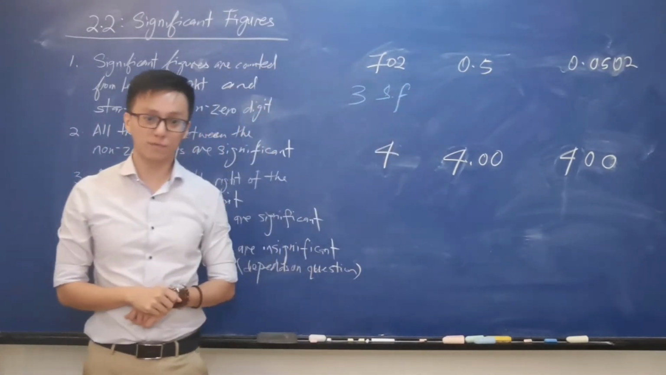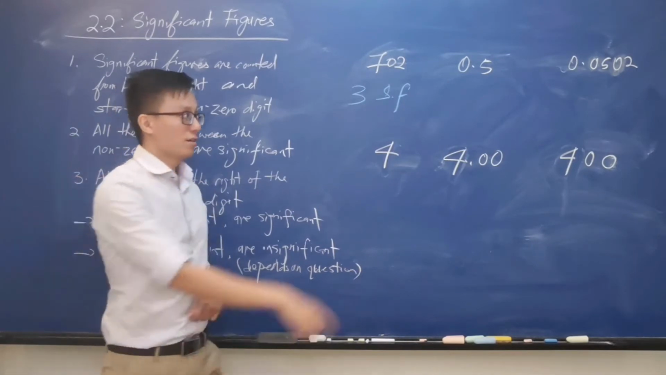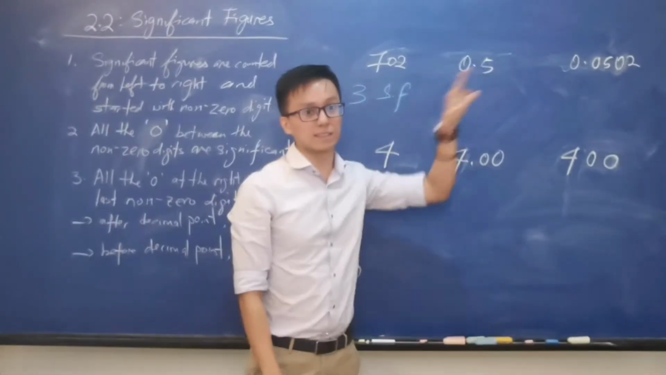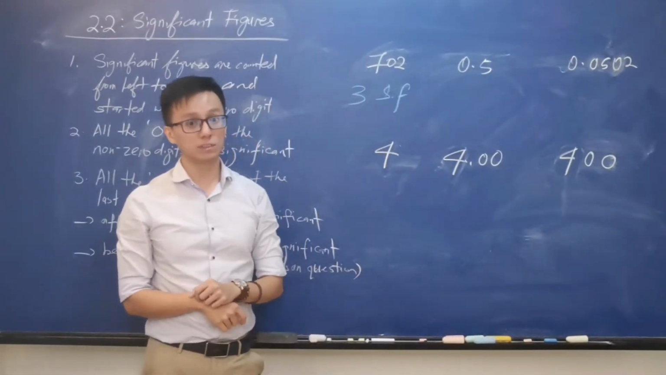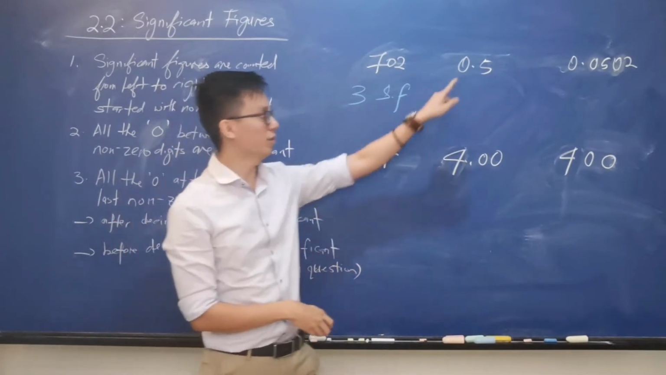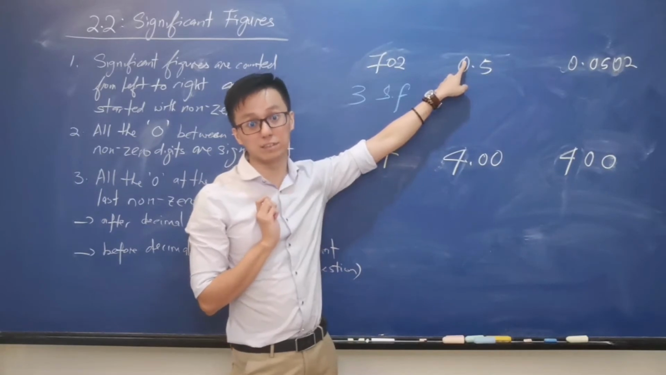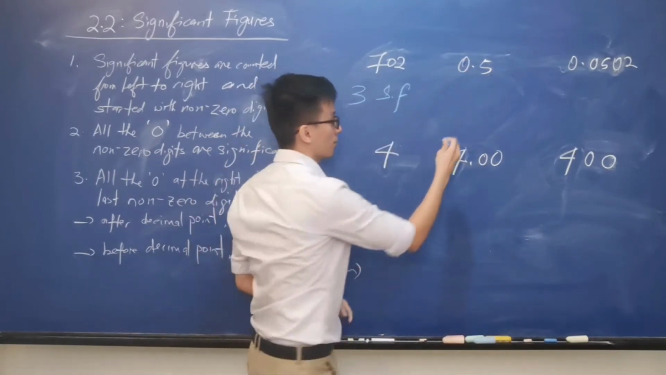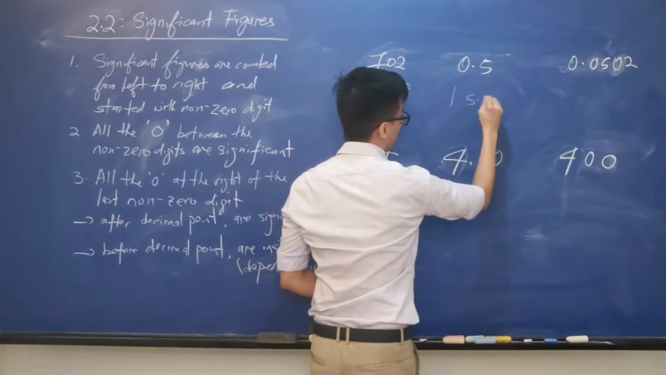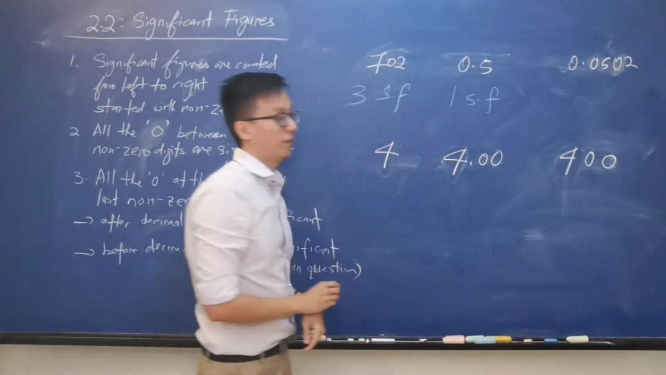How about 0.5? Okay, from left to right, start with the non-zero digit. So this 0 is considered insignificant. So only 1 significant figure here.